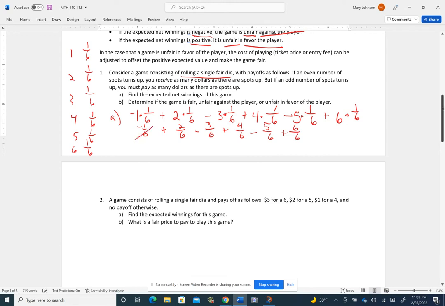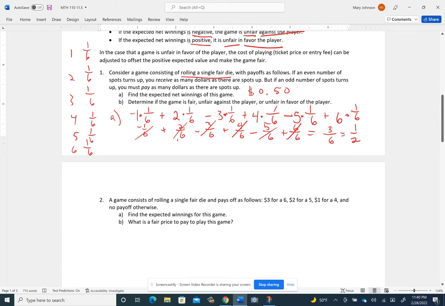So here I have -1/6 and 5/6 would be -6/6. So that would cancel out. And then if I do 2/6 minus 3/6, that's -1/6 plus 4/6. So all of that adds up to be 3/6, which is 1/2. So the expected net winnings of the game would be 50 cents. That would be your answer to A.